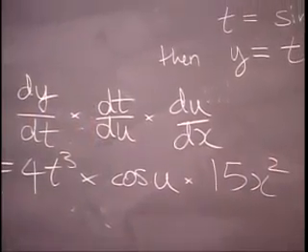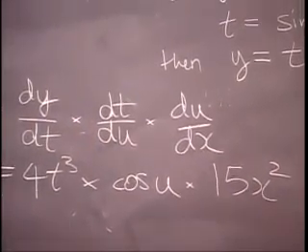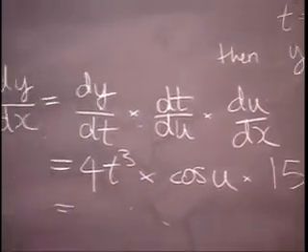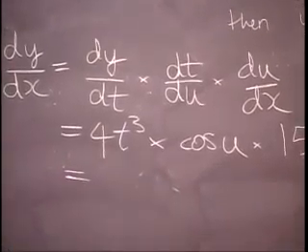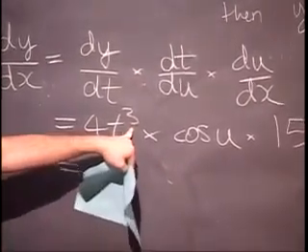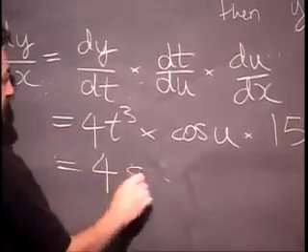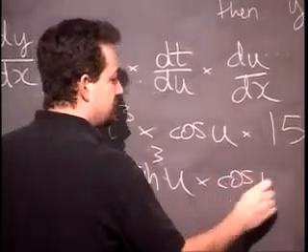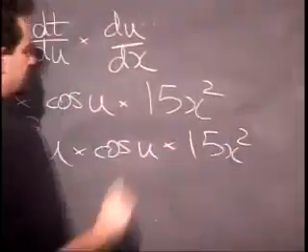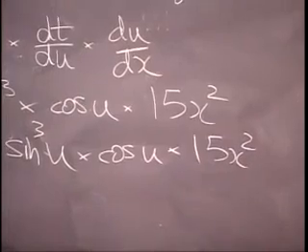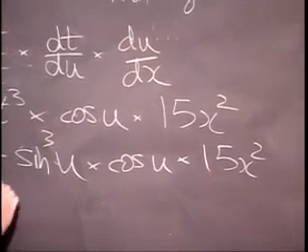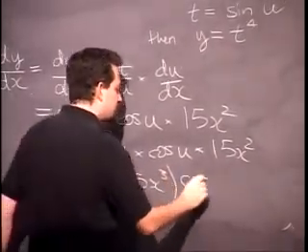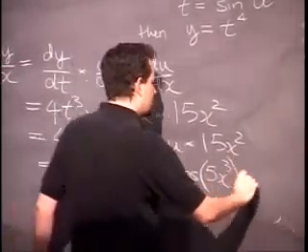Are we done? No. We were given y as a function of x. And what's all this t and u stuff? You need to clean up after yourself. Okay, well, I should clean up after that bit of chalk, but I'll do that later. 4t cubed. What is t? t is sine u. So this is sine u all cubed, or just sine cubed u. And I'll leave the rest for the moment. So that got rid of the t. How about the u? Well, u is 5x cubed. So it's 4 sine cubed of quantity 5x cubed, times cosine of 5x cubed, times 15x squared.